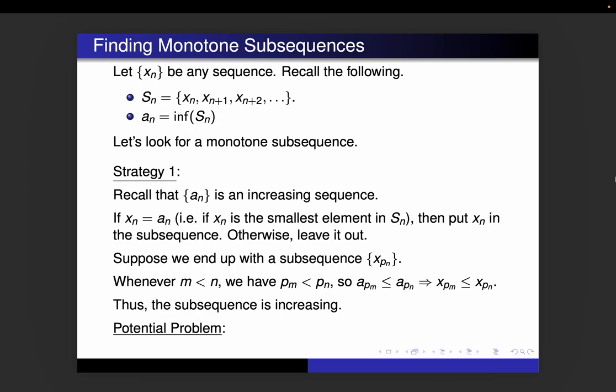But of course, you probably figured out the potential problem. What if we only get finitely many x_{p_n} such that x_{p_n} is equal to a_{p_n}? In that case, this strategy is not going to work.